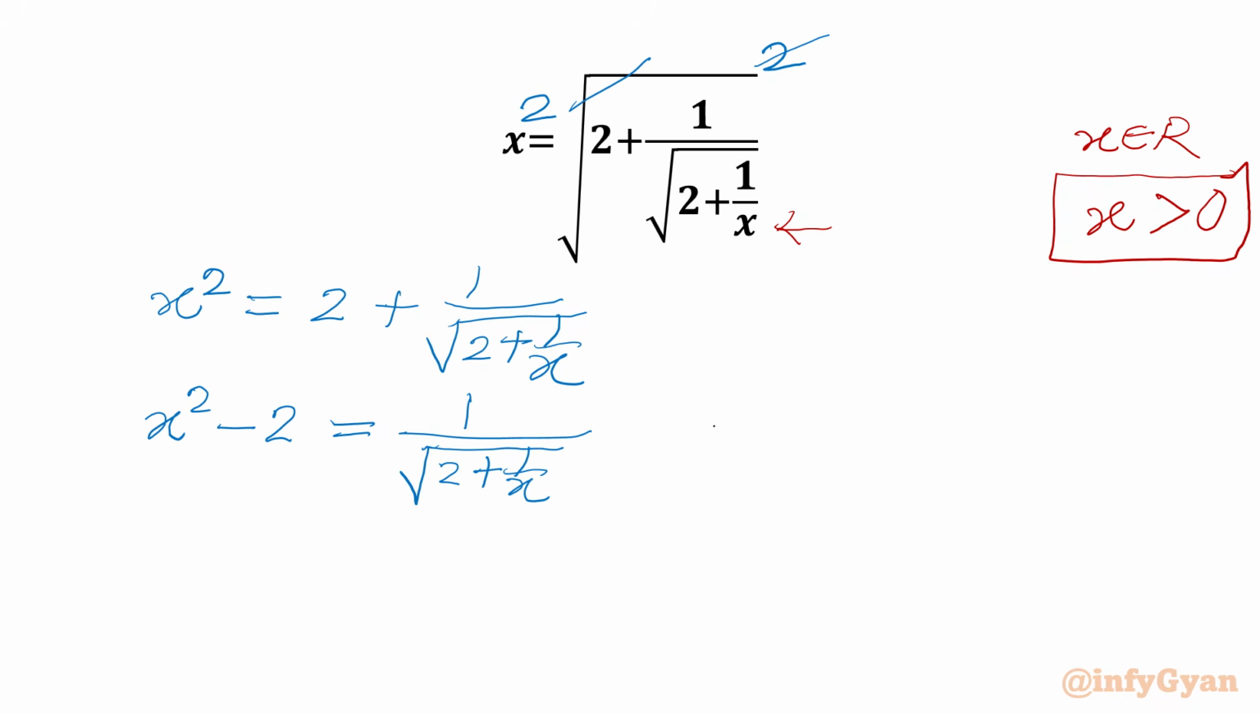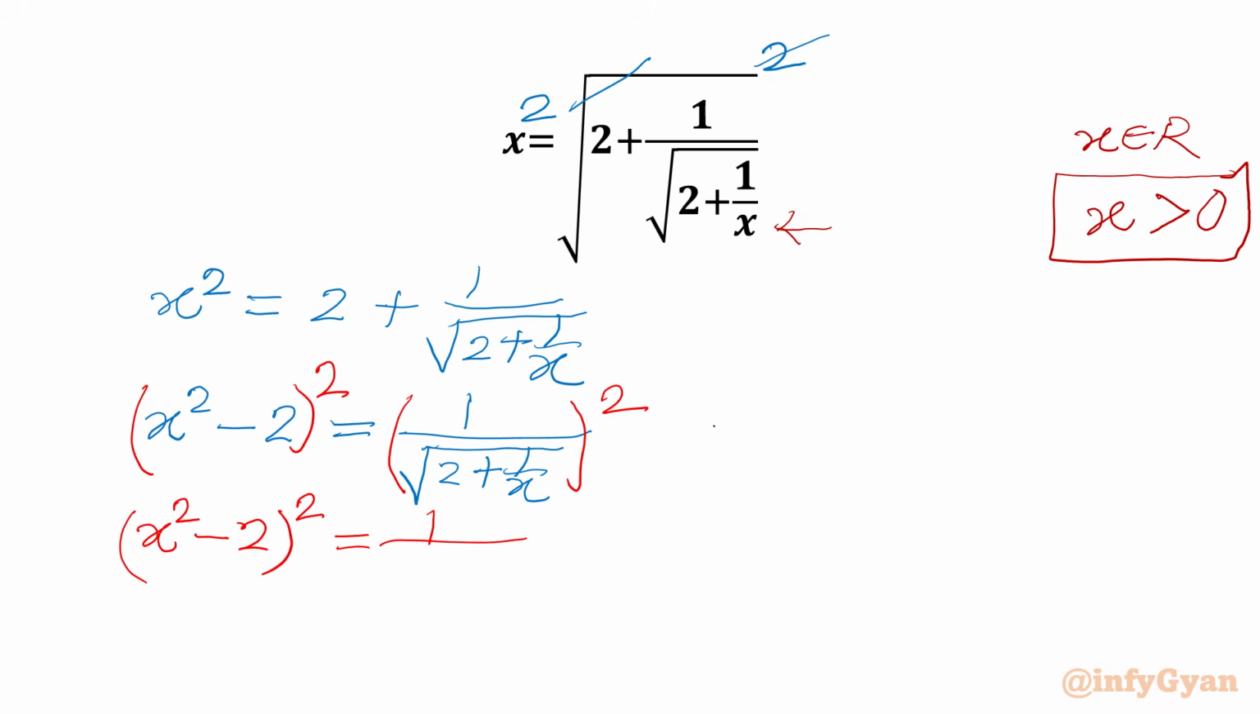Now we have a square root in the denominator. We will square once again to eliminate the square root. So we will put whole square in LHS, whole square in RHS. We will get x square minus 2 whole square equal to 1 over 2 plus 1 over x, which will become x over 2x plus 1.